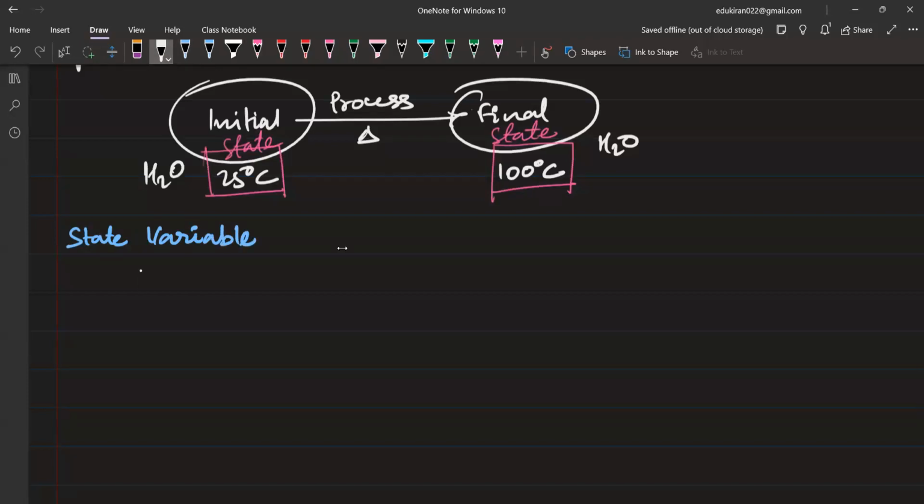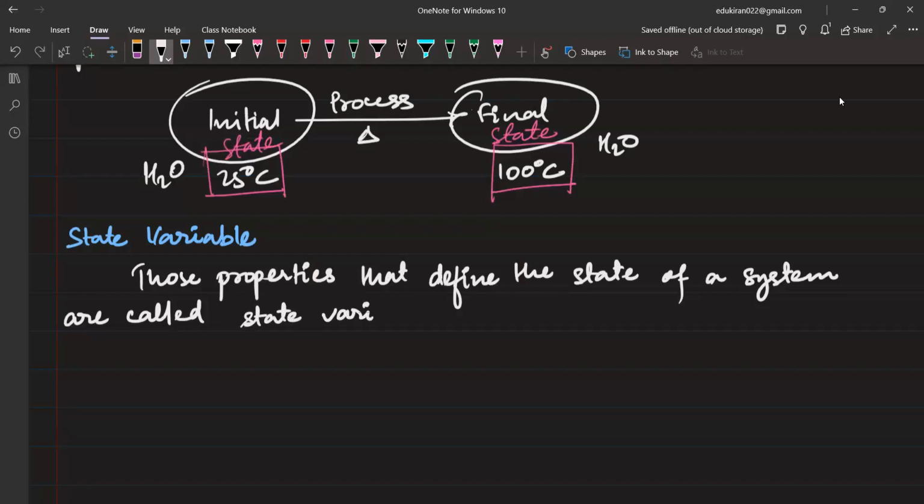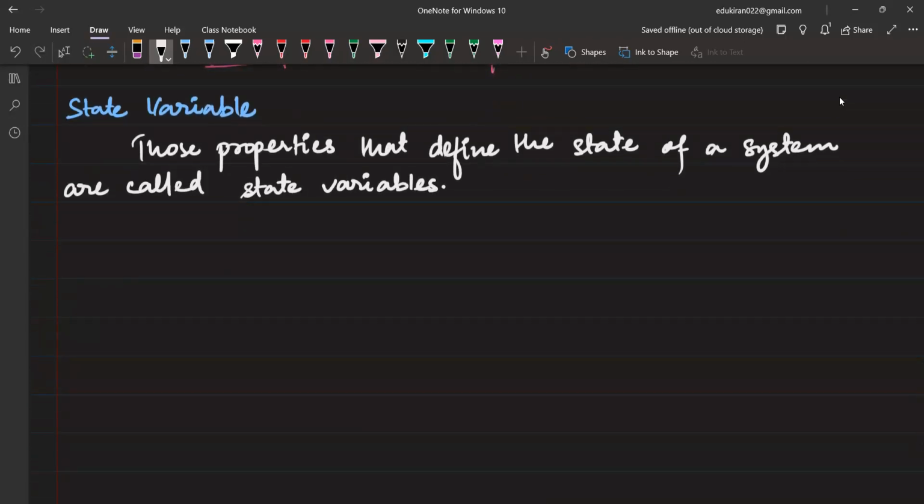What is state variable? Those properties that define the state of a system are called state variables. ठीक है, एक बहुत ही छोटा सा example देके हम आपको बताते हैं, like how it is going to change.